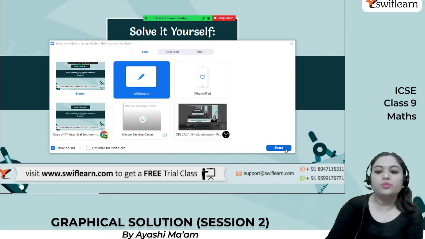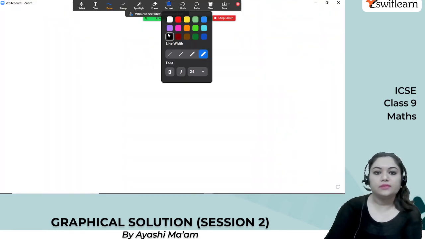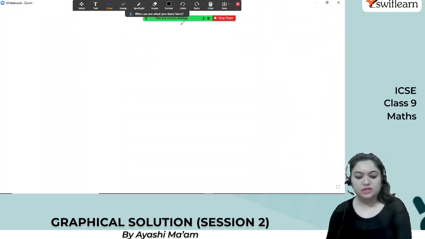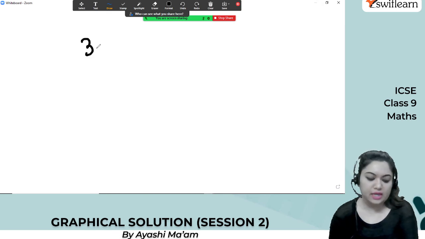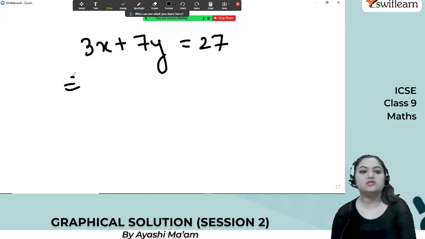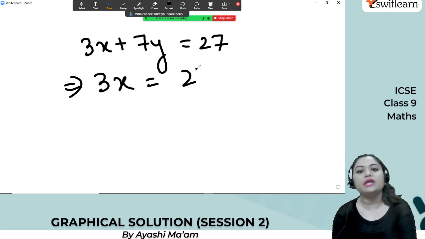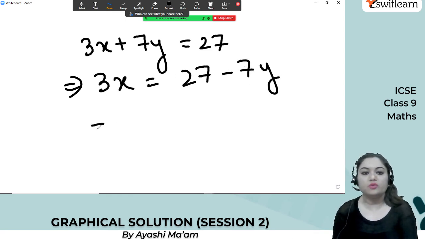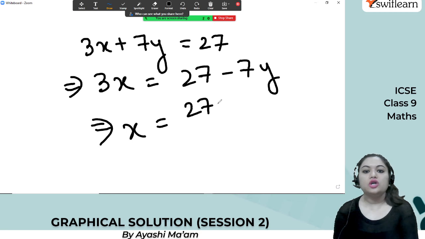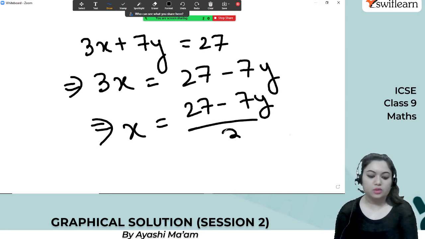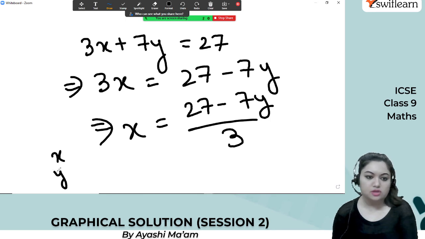Let me take the whiteboard quickly. So the two equations given to us are 3x plus 7y is equal to 27. So let's write it in terms of x. So you will get 27 minus 7y. So x equals to 27 minus 7y by 3. Right? Let us just take the points also.